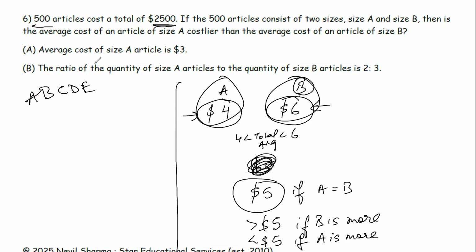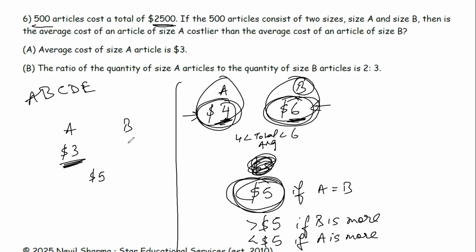The first statement says, and we know from the question that the 500 articles were sold at a cost of $2,500. So we know that the average is $5. Now the average cost of size A is $3. So looking at this figure, I already told you that this number should be lying between this number of A and this number of B. So clearly, we'll have something greater than or equal to 5 out here because this is the total average. Are you with me? This is a factual statement given to us.